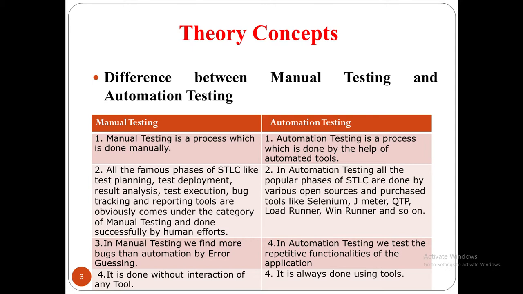In automation testing, all the popular phases of the software testing lifecycle are done by various open source and purchased tools like Selenium, JMeter, QTP, LoadRunner, WinRunner and so on. These are all automated testing tools. In manual testing, we find more bugs than automation by error guessing. But in automation testing, we test the repetitive functionalities of the application. The main important thing in manual testing is that it is done without the interaction of any tool, but automation testing is always done using tools, that are the automation tools.